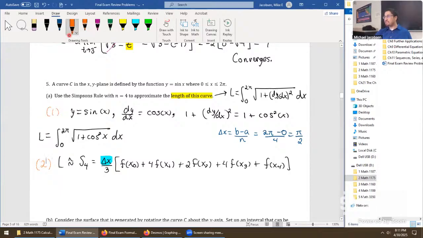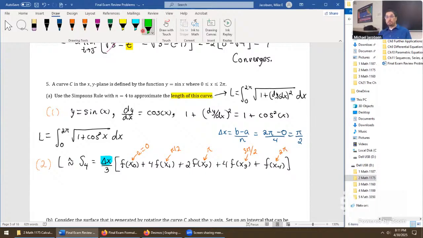And once you get your delta x, that's a good time to get all these values down the line, starting at x naught. X naught's for free. It's the lower limit of integration. It's the a value, which is 0. And then once we have delta x, we just add delta x to get all the next successive values. So pi over 2 here, pi here, 3 pi over 2 here, and then 2 pi here, adding in those values.